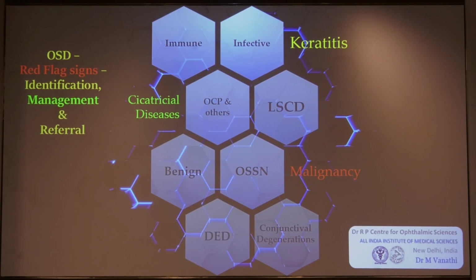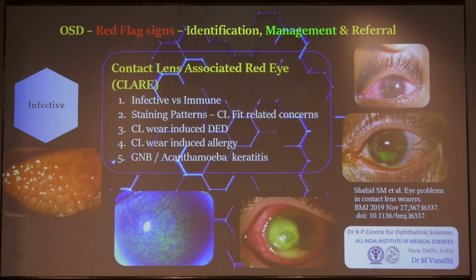and conjunctival degenerations. Largely, most of what we would encounter in our cornea practice would fall under any of these categorizations. I have specifically not placed trauma under this, because trauma is something which is acute and you would immediately intervene for its management.